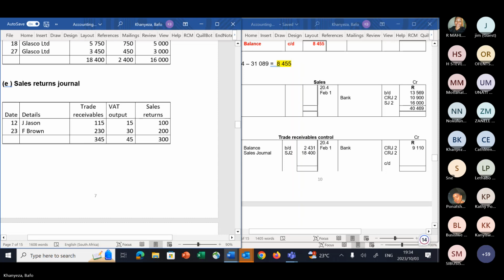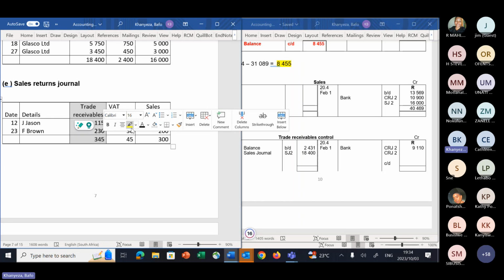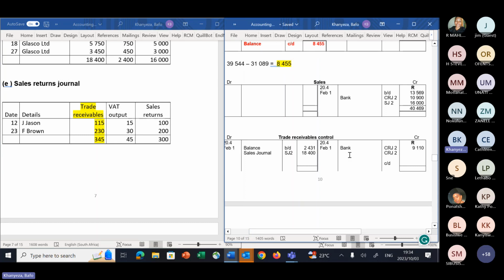That's one now. Here it is, on the sales return channel. You see, we've got sales returns. Because when you are returning an item to a retail store, that reduces your debt. So the debt is reduced with the sales return. How much is our sales return? Our sales return is 345.